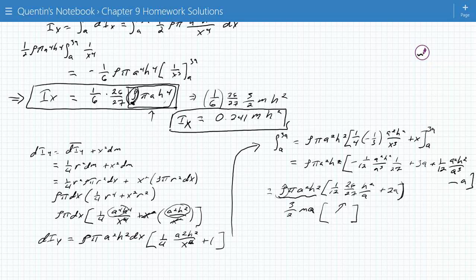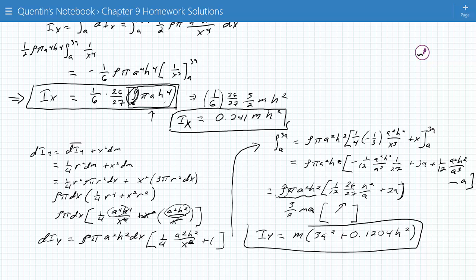That is our final answer. So y ends up being, it can simplify down to mass times 3a squared, because the a goes through and this a cancels that one, and the other one ends up being kind of an obnoxious number, plus 0.1204 h squared. So that is the final answer that we're looking at.